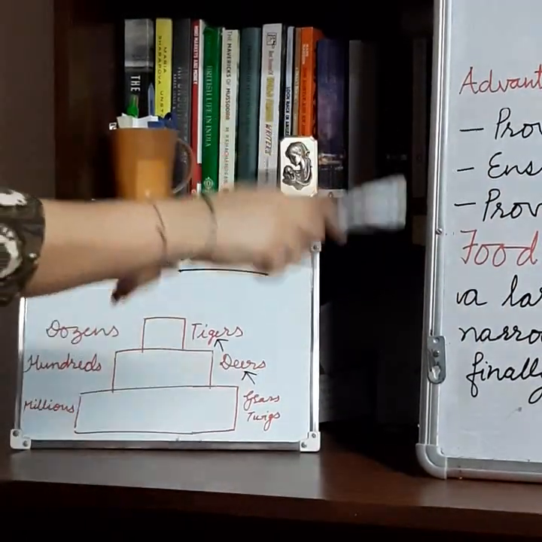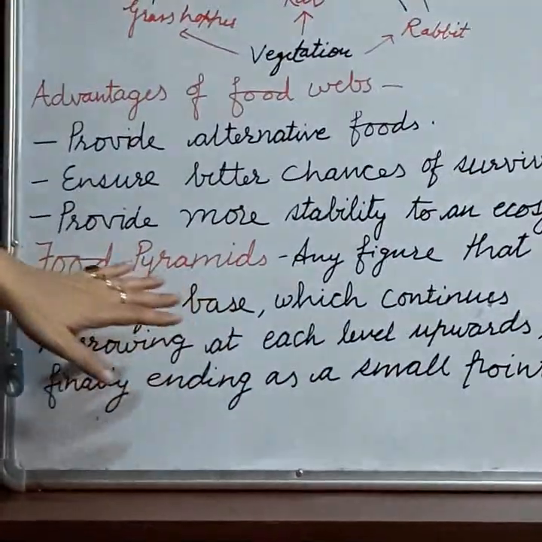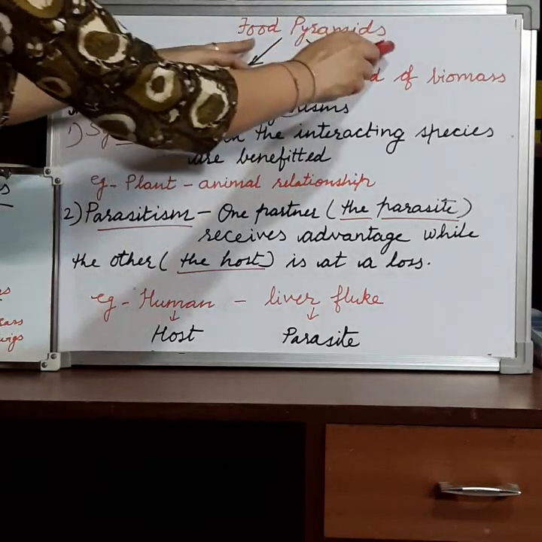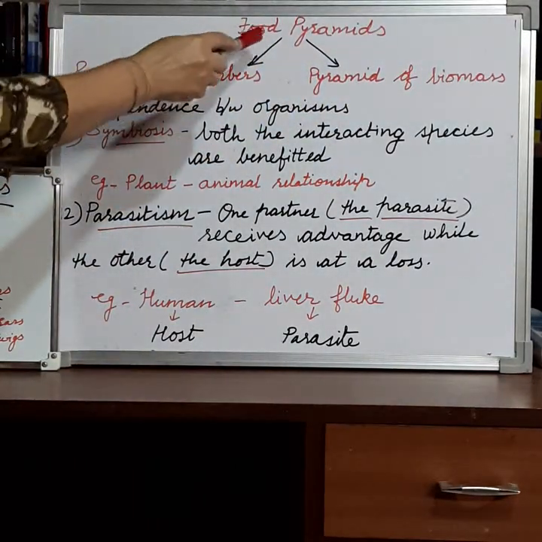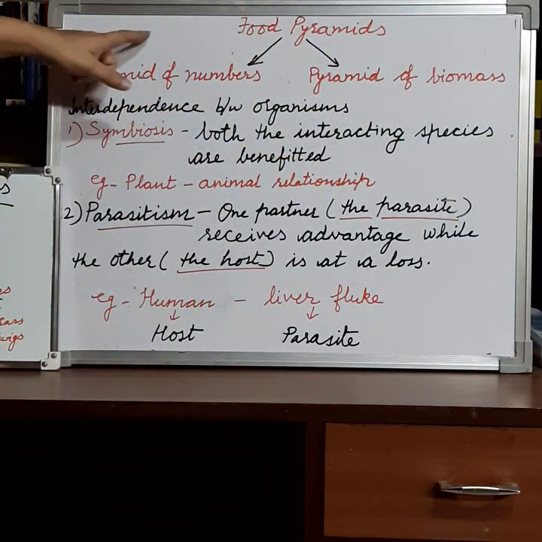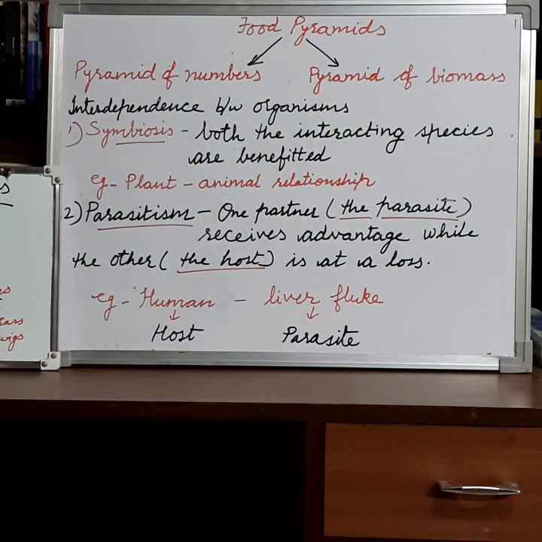There are two types of food pyramids. There are two types of food pyramids, pyramid of numbers and pyramid of biomass. So see kids, first pyramid of numbers.